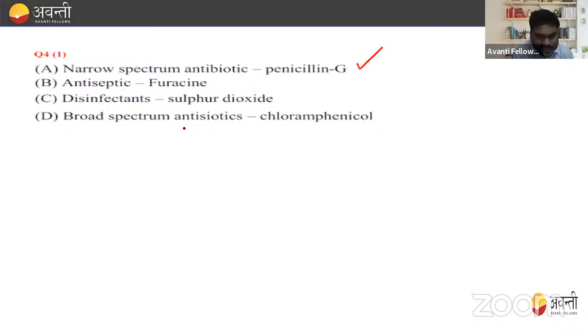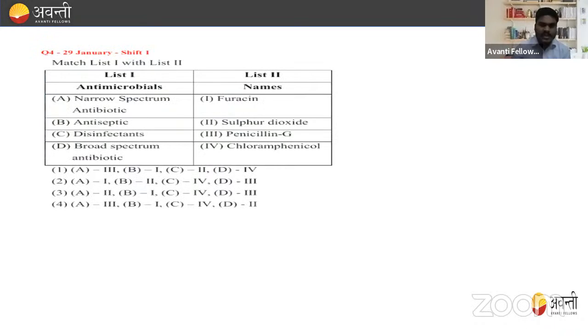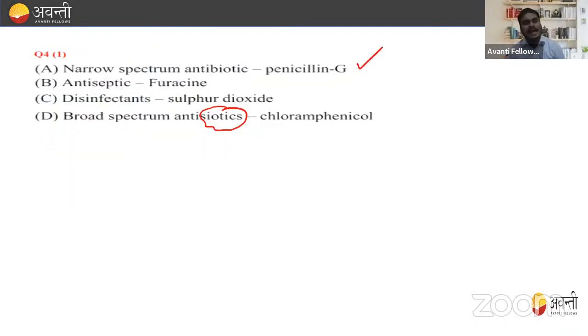Beta, there is a little misprint here. This is antibiotics, that is chloramphenicol. Okay, so these are the correct options. The correct option for this question is A, that is narrow spectrum antibiotics. Example of narrow spectrum antibiotics is penicillin. Example of antiseptic is furacin. Just remember this. Similarly, example of disinfectant is sulfur dioxide, right?